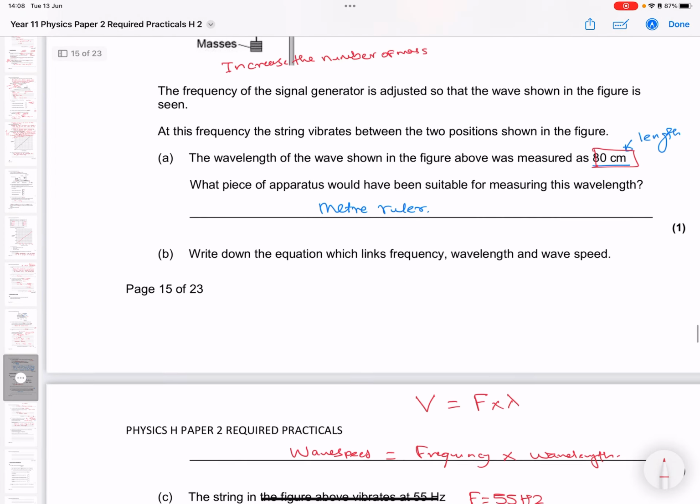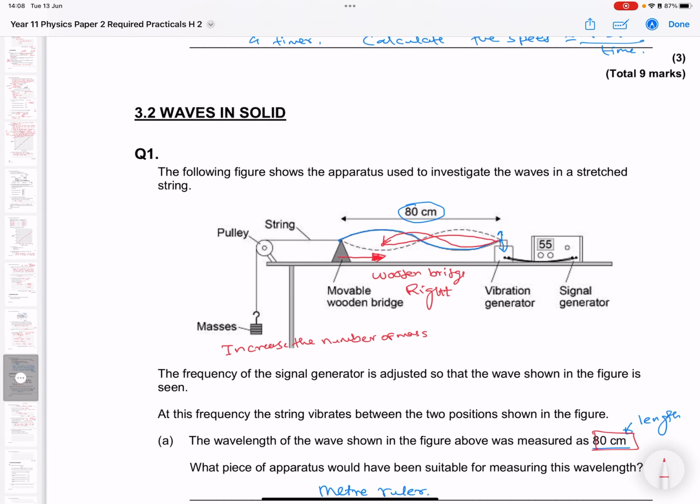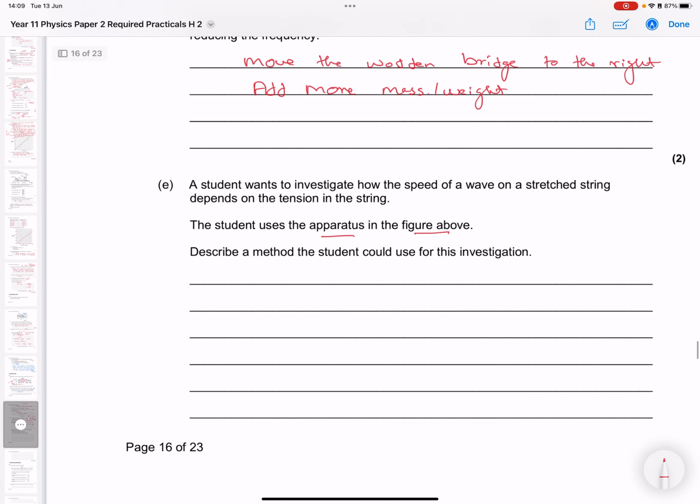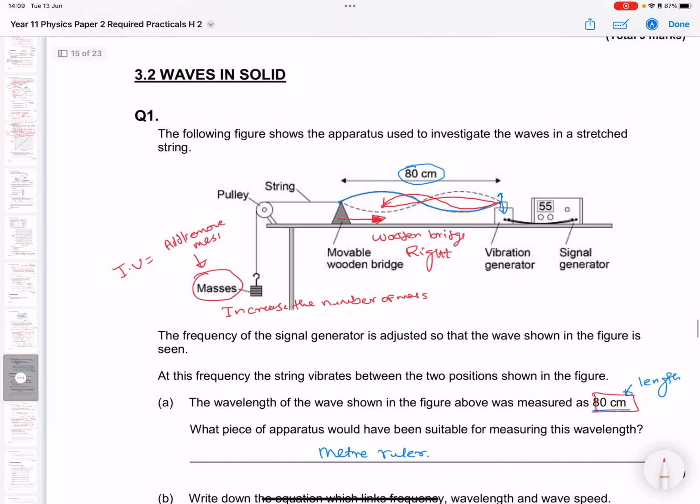So using this method, they are going to change, in order to investigate the tension, they're going to have the independent variable mass. So add or remove mass. That is going to be our independent variable, and they're going to measure what they're investigating: speed. So they're going to measure wave speed. Wave speed is going to be our dependent variable.